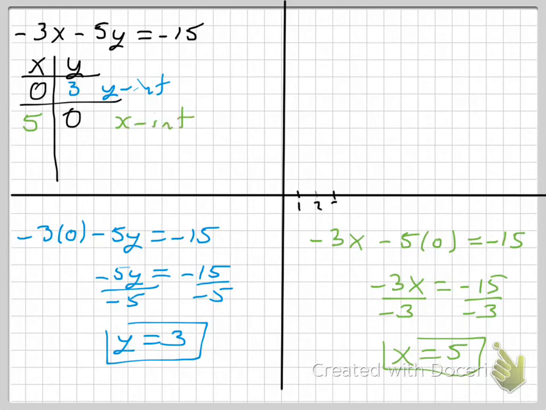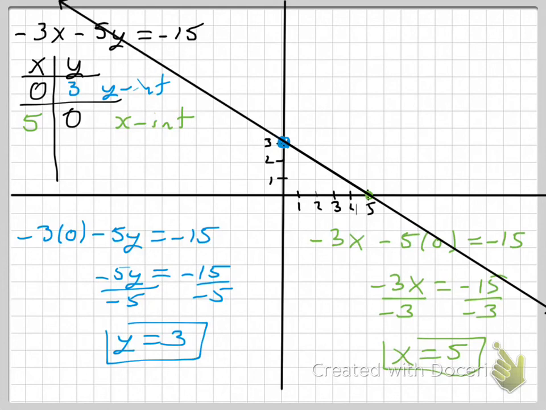And we'll go ahead and plot those, and connect our dots, and then label our line. There we go. Nope, I didn't label my line. Let's label my line before we go: negative 3x minus 5y equals negative 15. Alright, now we're done.